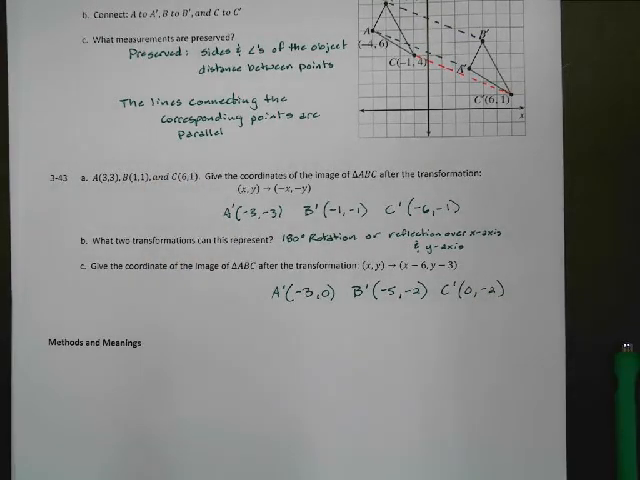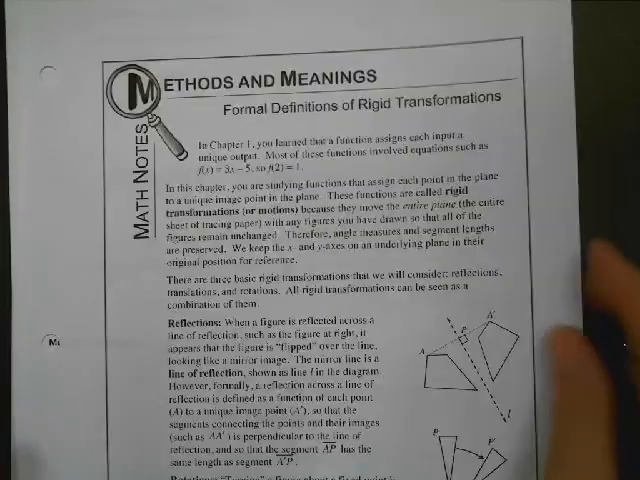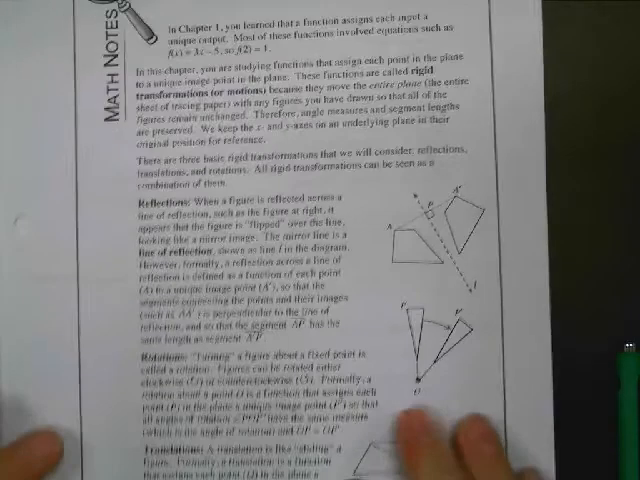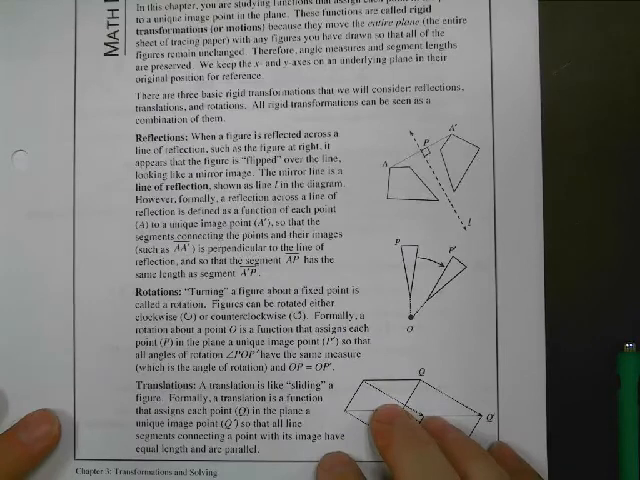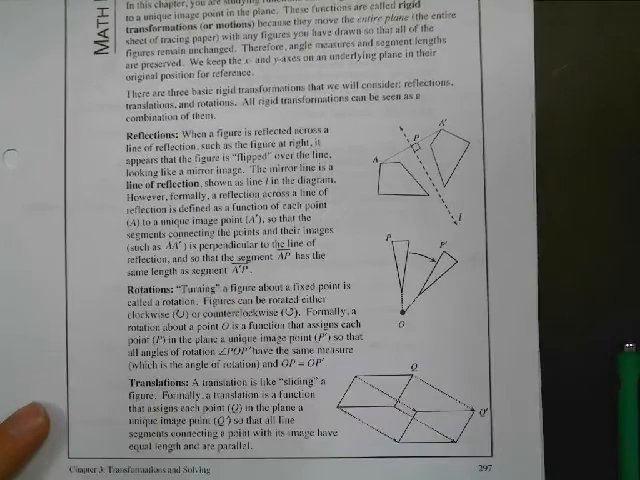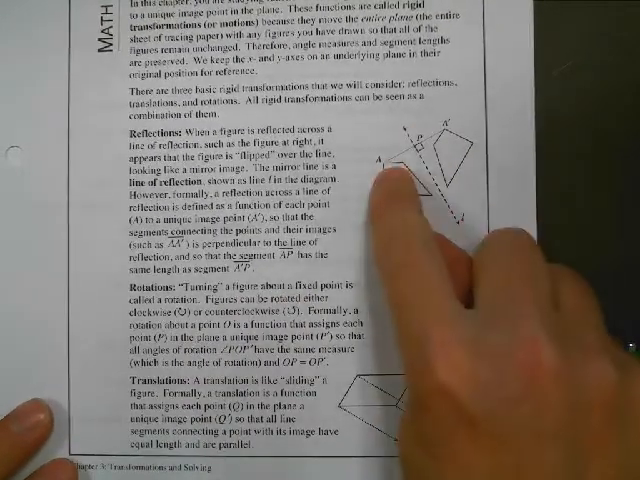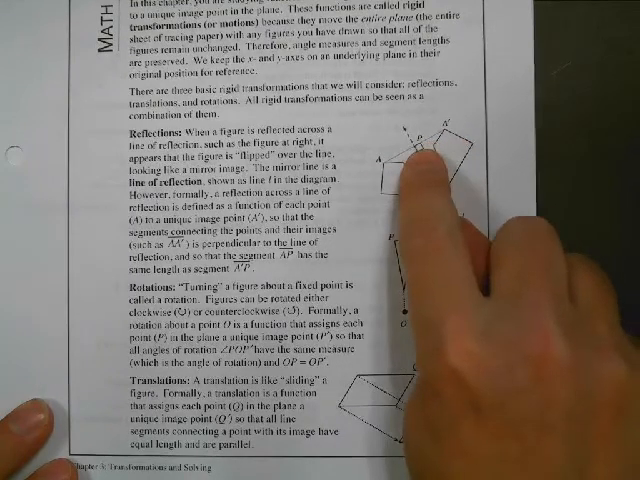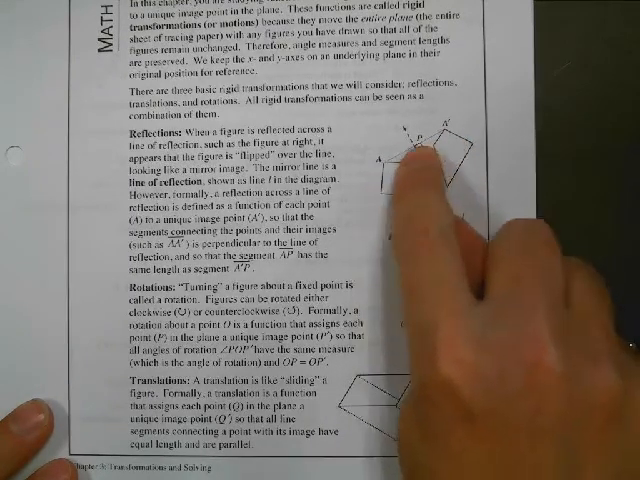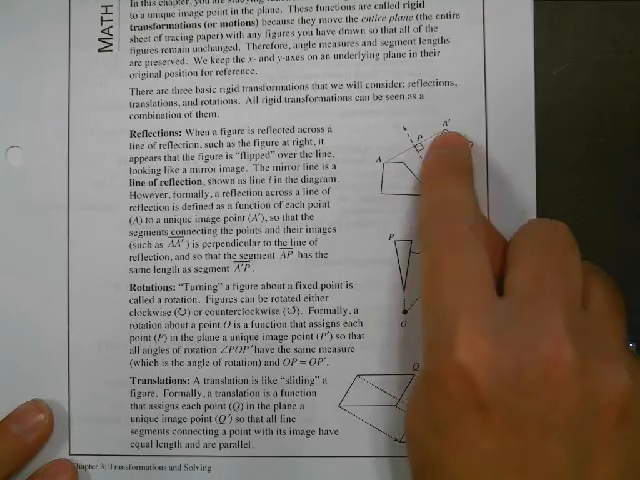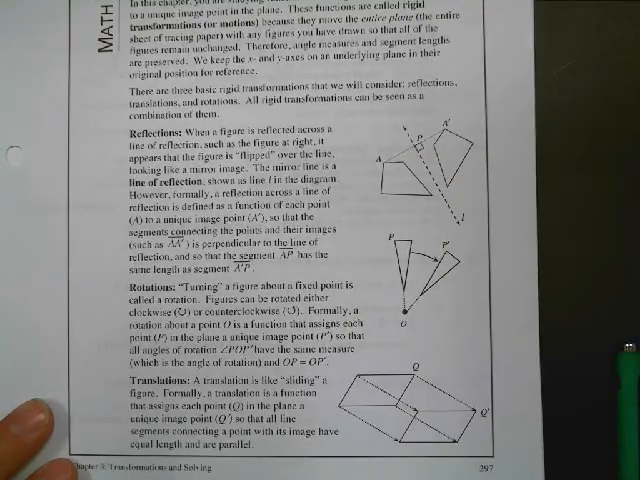All right, we have a methods and meaning section for this one. Remember, this is in the book. This is just going to go over what we just did. So if you've missed some of it, this is the information you need to know. They talk about how for reflections, between the two points, it makes a perpendicular line, and that A to P and A prime to P are the same distance.